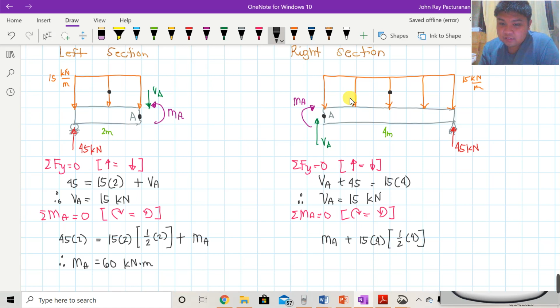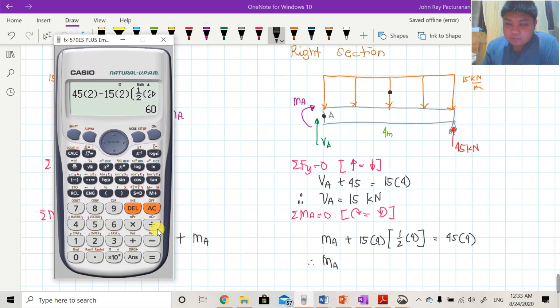Okay, so ayan siya. And therefore, this 45 kilonewton reaction class will create a counterclockwise moment based lang dito, no? So, magka-counterclockwise siya with respect sa point A. And its moment arm will be 4 meter. So, therefore, 45 times 4. So, ilan kaya yung makukompute natin na moment A? So, check natin, no?